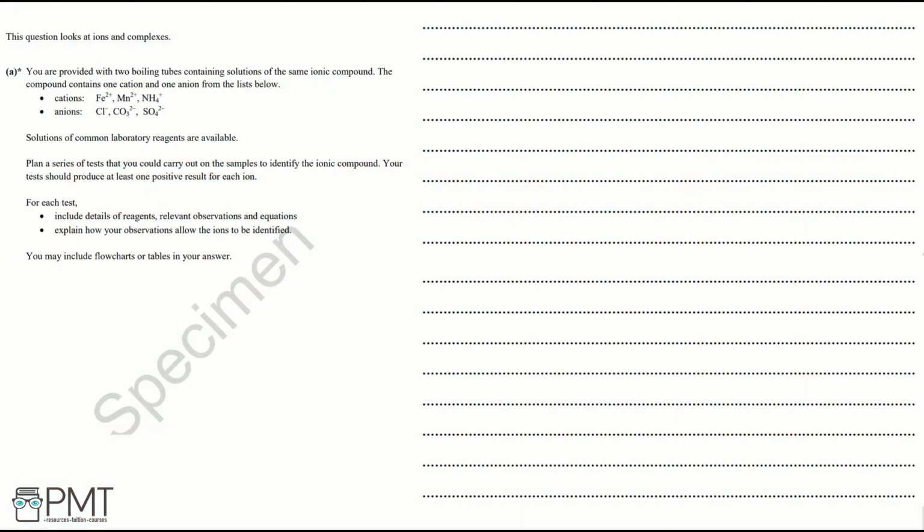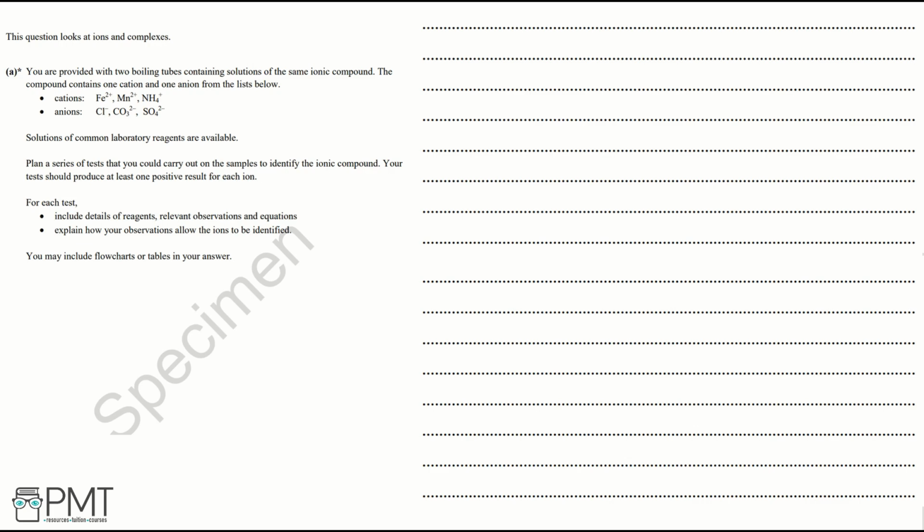This question looks at ions and complexes. Part A. You're provided with boiling tubes containing solutions of the same ionic compound. The compound contains one cation and one anion from the lists below. Solutions of common laboratory reagents are available. Plan a series of tests that you could carry out on the samples to identify the ionic compound.